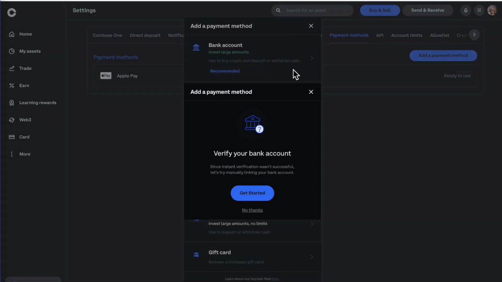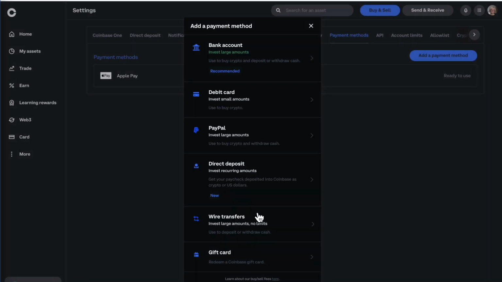If you get out of that, and here we're just going to say we're skipping over this, click no thanks. And now you see the other options for transferring funds: bank account, debit card, PayPal, direct deposit, wire transfers, and gift card. Those are the ways that you can get some money transferred over to your Coinbase account so that you can begin to trade. So let's close that out.